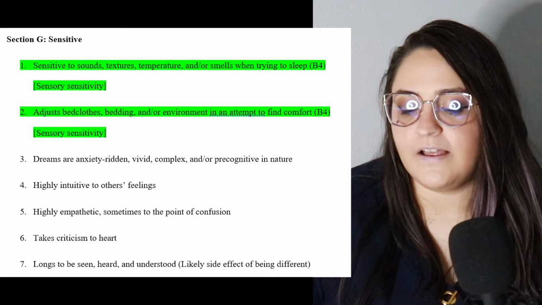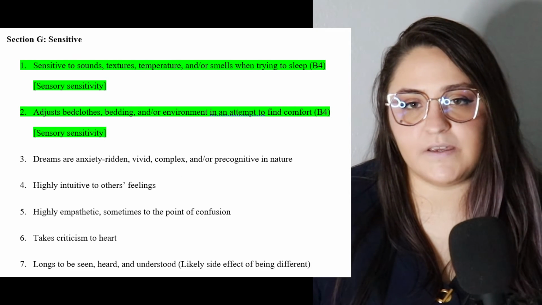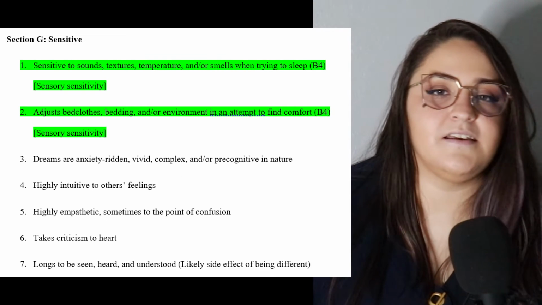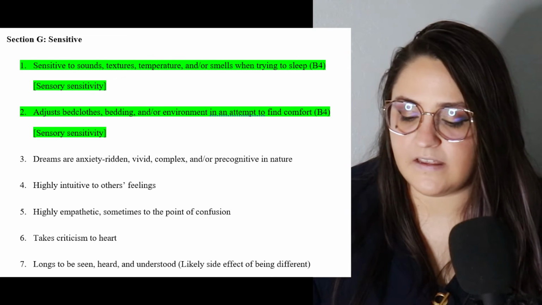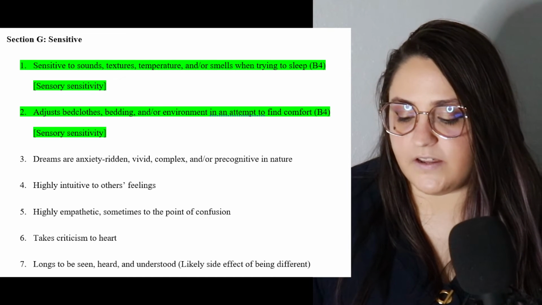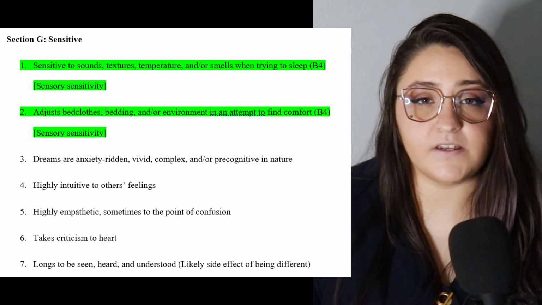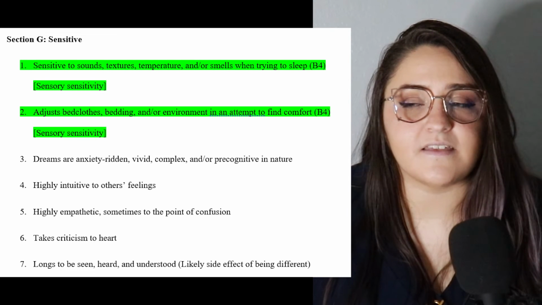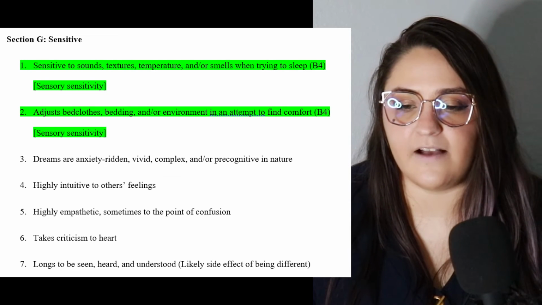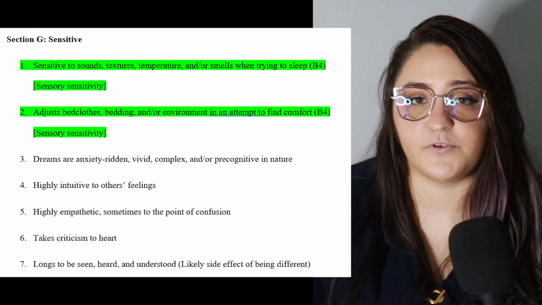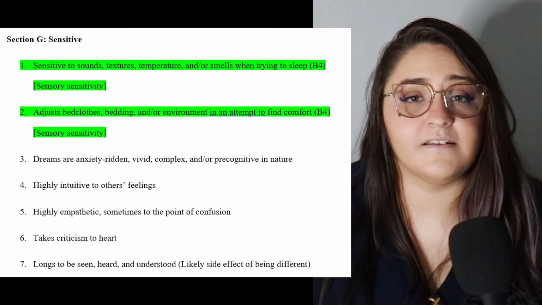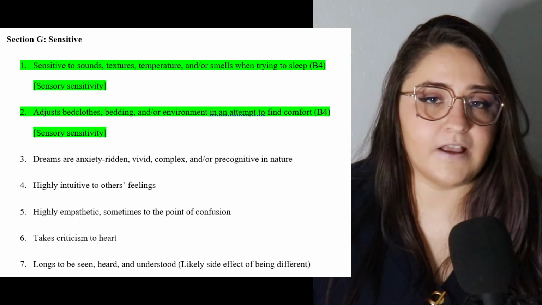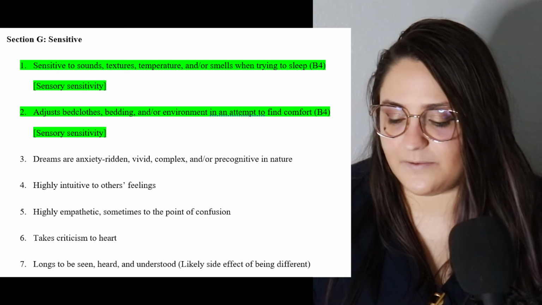These next several ones I can't really put to any sort of criteria, and this is kind of where that overlap between HSP and ASD and the confusion happens. I feel like this is one of those areas. So we have dreams or anxiety-ridden, vivid, complex, or precognitive in nature. And this isn't the only list that kind of feels like autistic people might have special gifts in the supernatural kind of thing, which I know people have opinions on, but it is noted frequently. However, again, that's really not in the DSM-5.